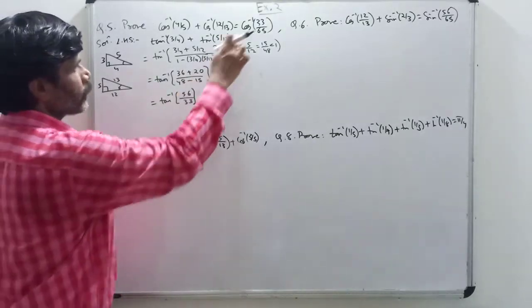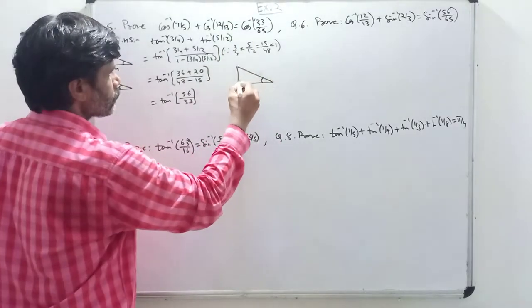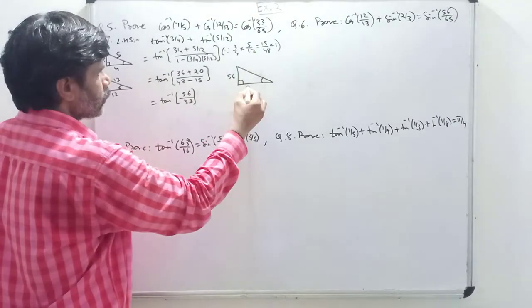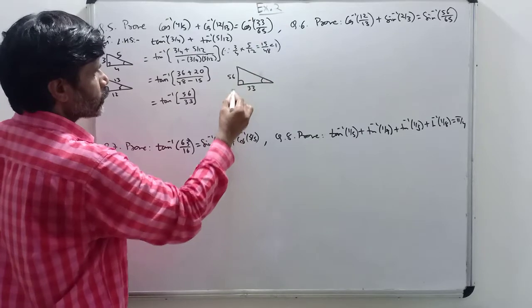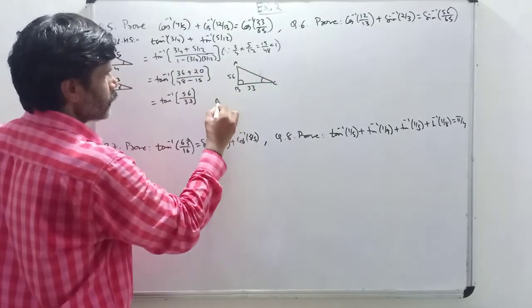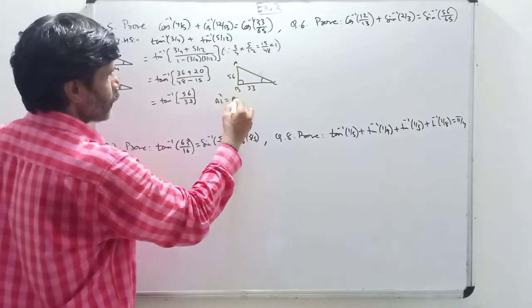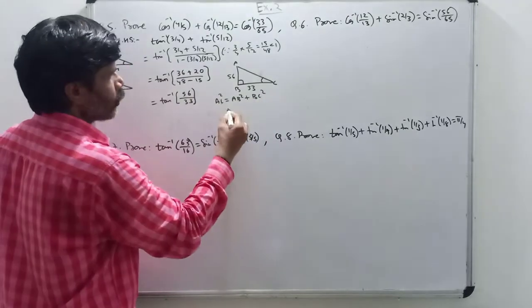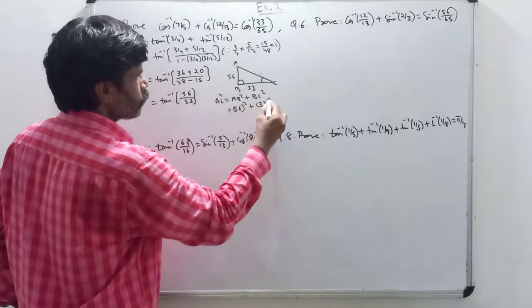Now I want to convert it into cos inverse. For that purpose, make a right angle triangle. So tan means opposite upon adjacent. Let it be A, B, C. So AC square is equal to AB square plus BC square. So that is equal to 56 square plus 33 square.